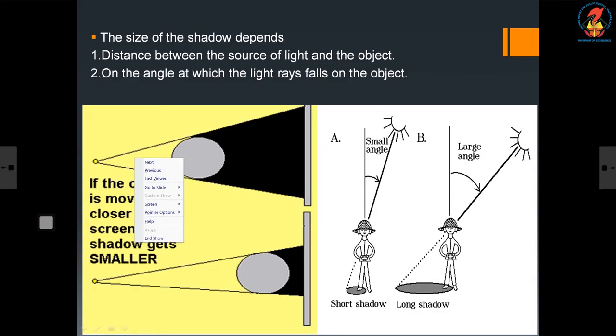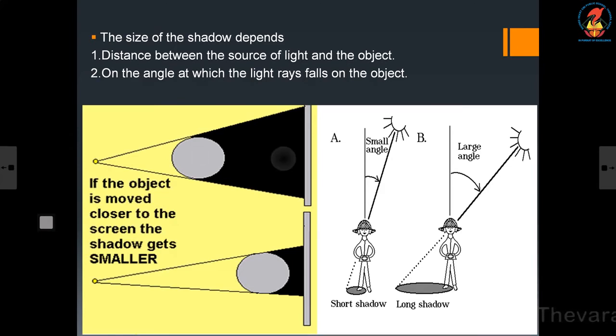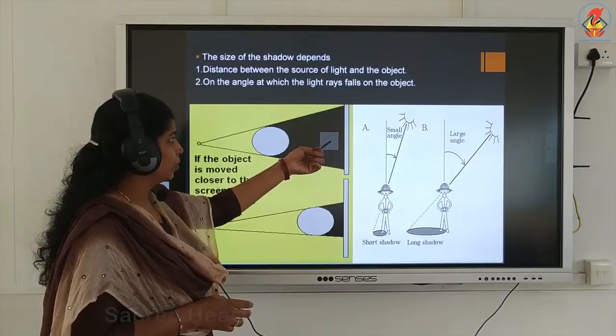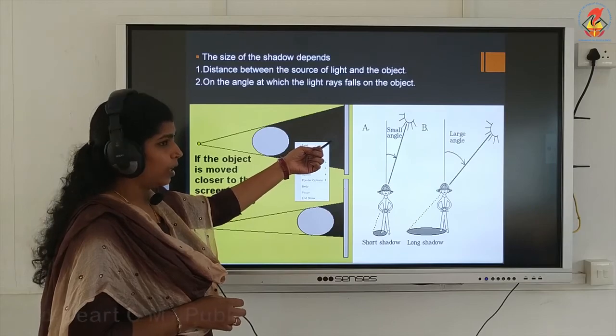Here in the first diagram, this one is a source of light, this one is an opaque object. Here the distance between the source of light and this opaque object is small. You can see the size of the shadow is more, or larger.